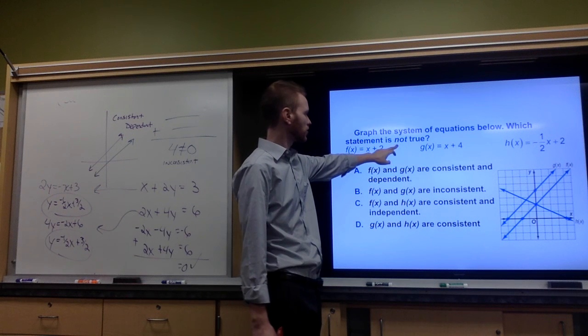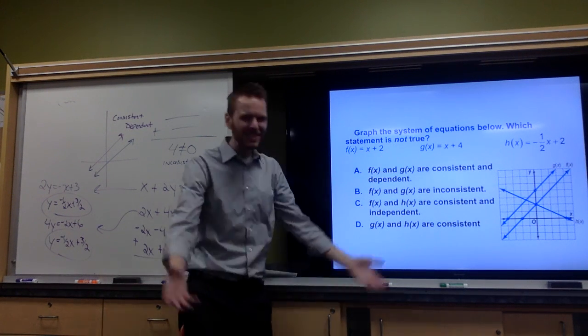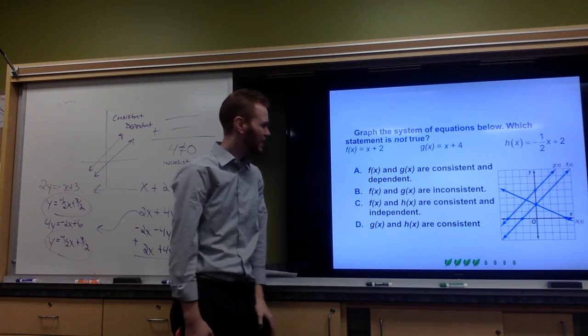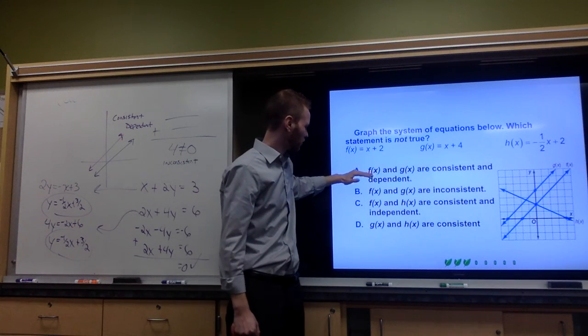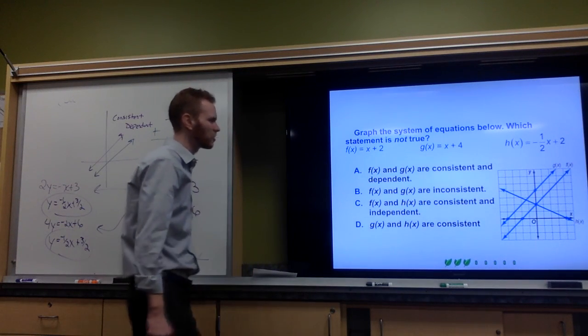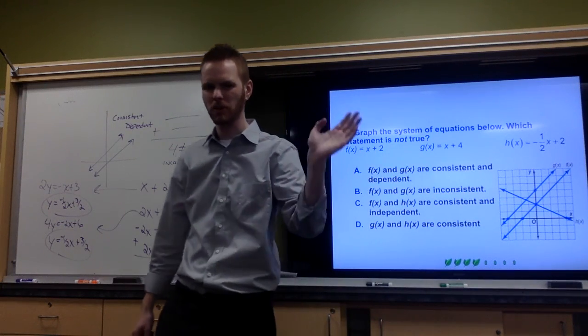Which is, it's not true. This is what happens when you don't read the full statement. See? Teachers do it too. Not true. That's A. Okay? They are not consistent and independent. These are parallel lines. They're inconsistent. That one's not true. The rest are true.